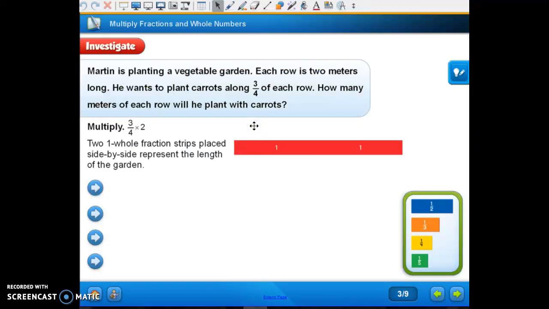It says Martin is planting a vegetable garden. Each row is 2 meters long. He wants to plant carrots along 3/4 of each row. How many meters of each row will he plant with carrots? So we're going to multiply 3/4 times 2. 2 one-whole fraction strips placed side by side represent the length of the garden, which is what you should have in front of you.